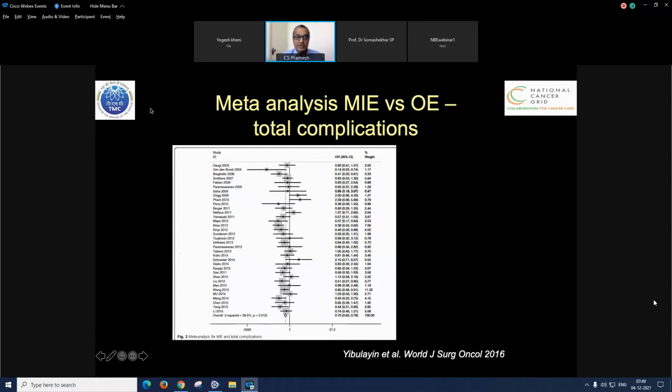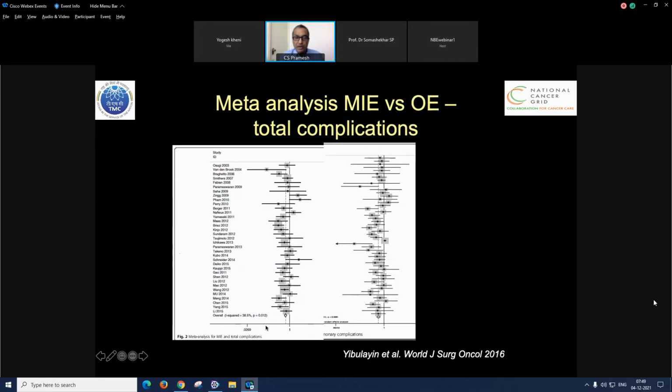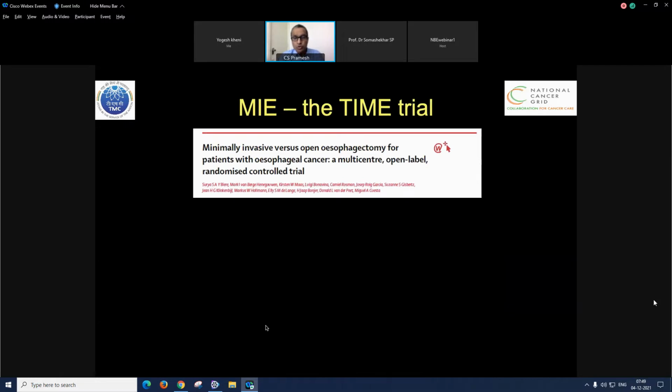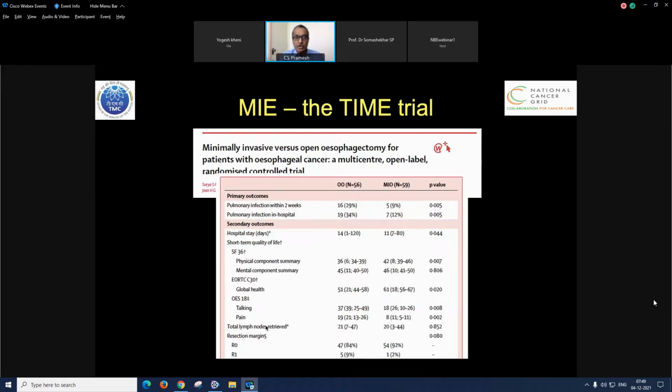And the overall complication rates in these studies have favored a minimally invasive approach, along with the pulmonary complications, which clearly show a benefit with the minimally invasive approach, as well as all other complications that are related to surgery. We've got two fairly well-conducted randomized trials. The TIME trial, which was the first one to be published, clearly showed that the primary outcome that they were looking at, which was pulmonary infection within 2 weeks, was significantly superior with a minimally invasive esophagectomy, just 9% as compared to 29% with an open esophagectomy.